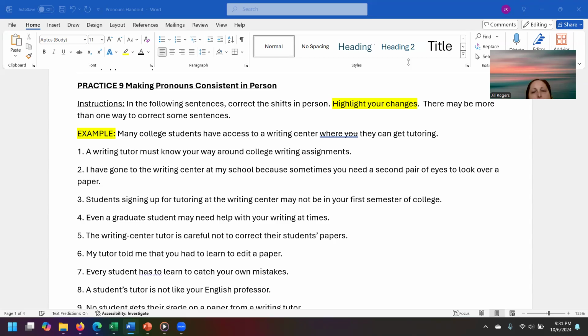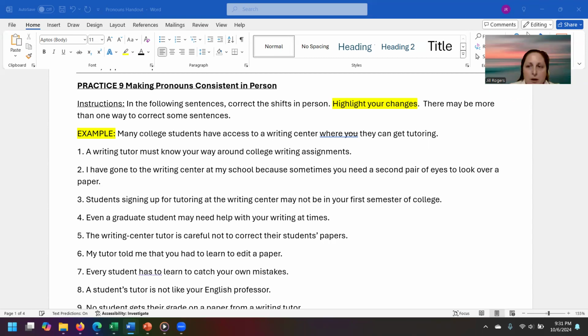All right, so here we see an example. Again, there may be more than one way to correct some sentences, right? So here's our example. Many college students have access to a writing center where you can get tutoring.